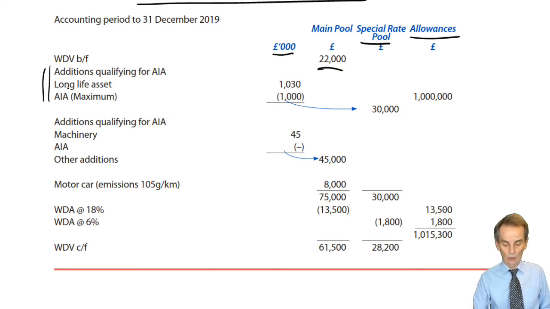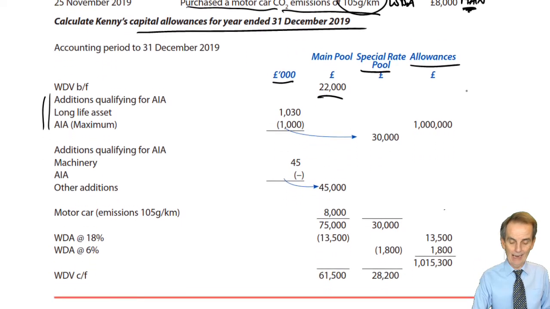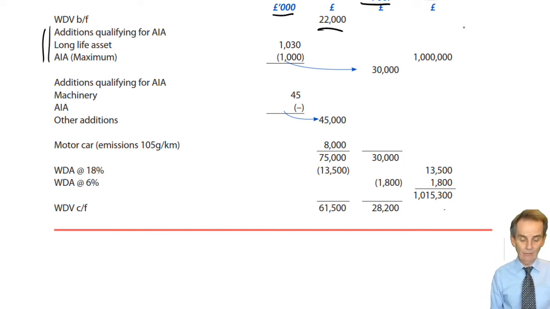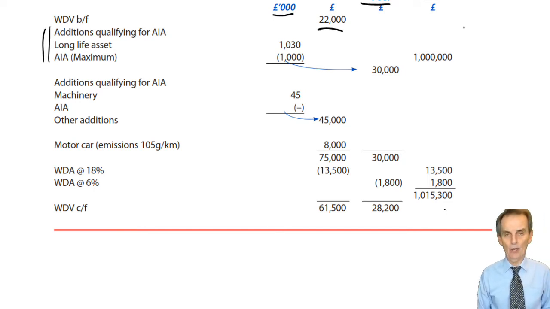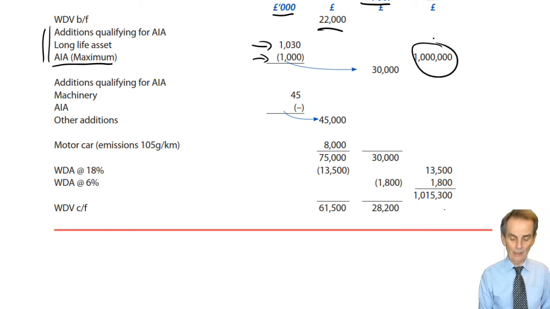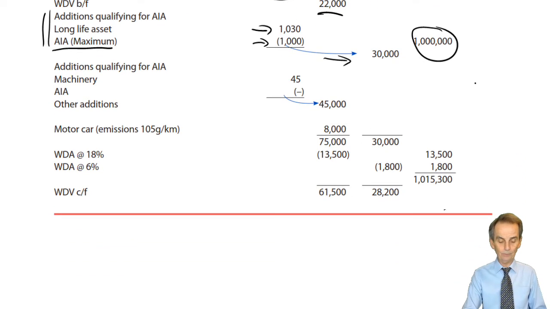Additions qualifying for AIA. Now, in fact, there were two additions that qualified for AIA, as we saw. The 45,000 were just normal machinery, therefore main pool, and then the £1,030,000 long life asset, which is special rate pool there. We give AIA firstly to the expenditure that would otherwise be special rate pool. That was 1,030,000. We have our maximum AIA of 1 million. The 1 million goes over into the allowances column, and the balance of £30,000, as you can see arrowed there, goes into your special rate pool.